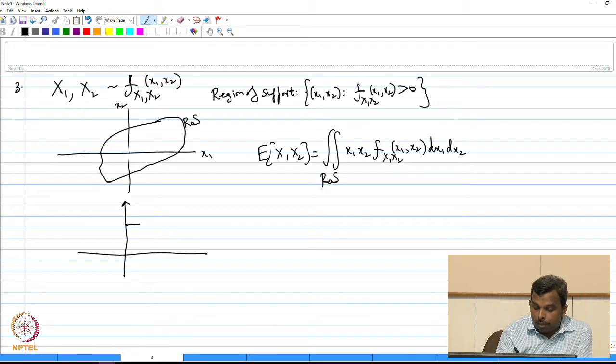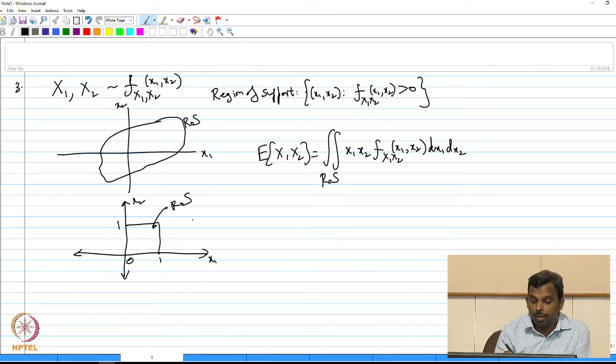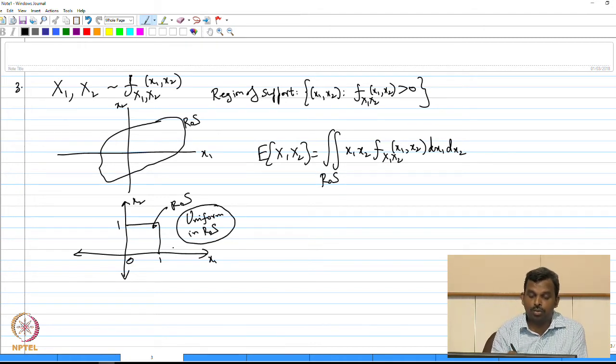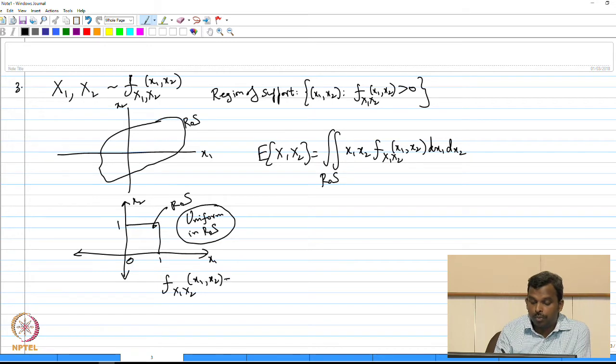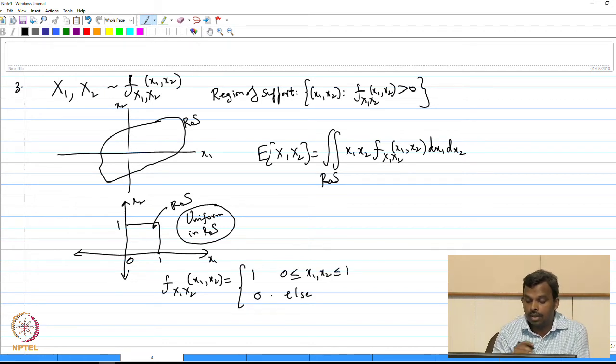In the first example, my region is just 0 to 1, 1 here. Okay, so this is my region of support. Remember, this is x1 and x2. I haven't told you what the PDF is, so I'll say uniform. This is a very standard assumption. So you put a uniform distribution on this region of support. So you can see what the actual description is: f_{x1,x2}(x1, x2) is actually 1 if x1 and x2 are between 0 and 1. It is 0 else.